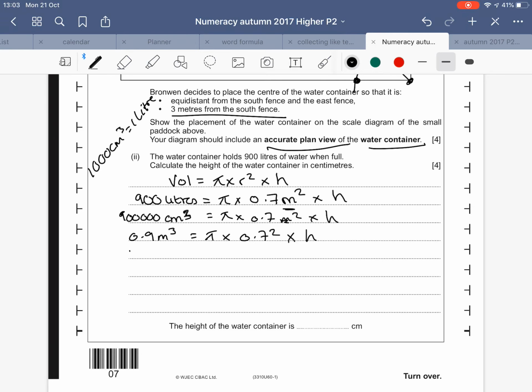Then to work out our height, we're just going to do 0.9, divide it by pi, and divide it by 0.7 squared to get our height. And we should end up with 58.5. And I'm not putting it in the box.